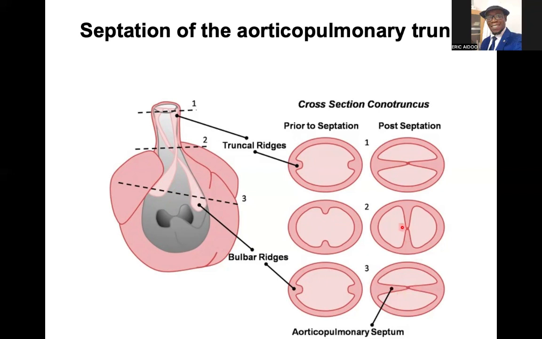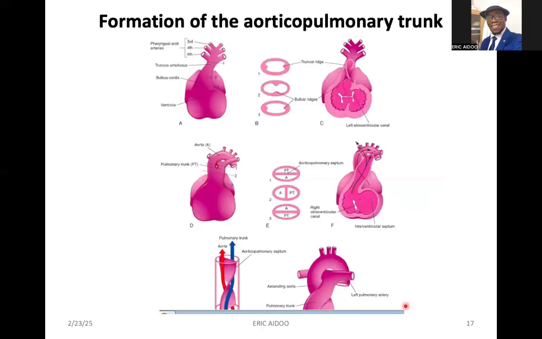Once that is achieved, you have what we call the aorticopulmonary septum created. So the septum has divided the aorticopulmonary region or the conotruncal region into two. One will be the aorta, one will be the pulmonary trunk. So that is how the septation occurs. This is so simplified. It is not straightforward like that. So let's use this diagram also, which I got from the Developing Human by Keith Moore.